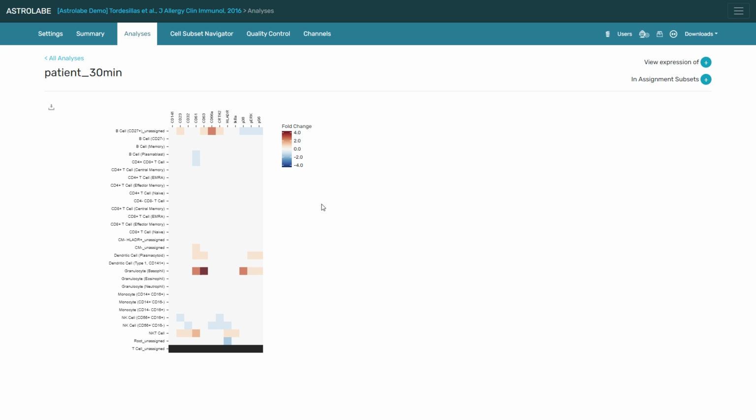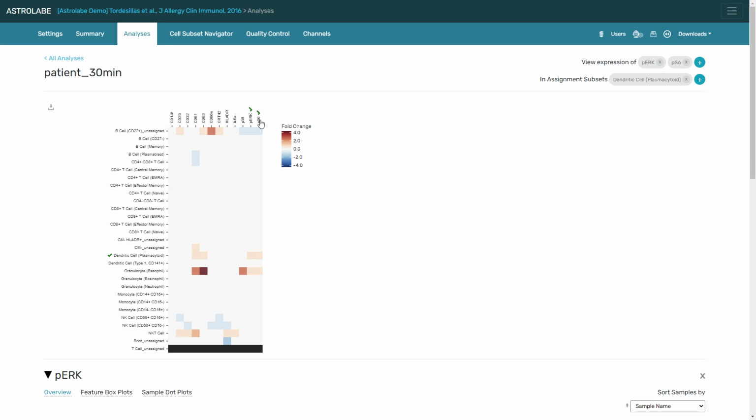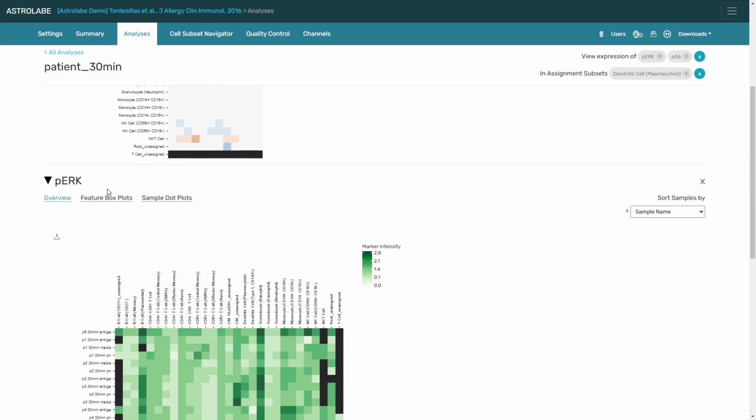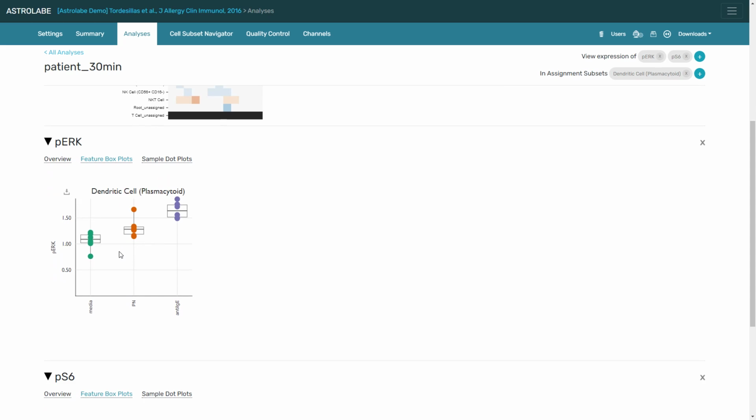Here is the differential expression view in Astrolabe. In this heat map, every row is one of the cell subsets, every column is one of the markers. The deeper the color, the greater the fold change. We can see that PERK and PS6 have some sort of response for both the plasmacytoid dendritic cells and the basophils. So let's start by clicking on the PDCs and on these two markers, and then scroll down in order to have a closer look at this trend.